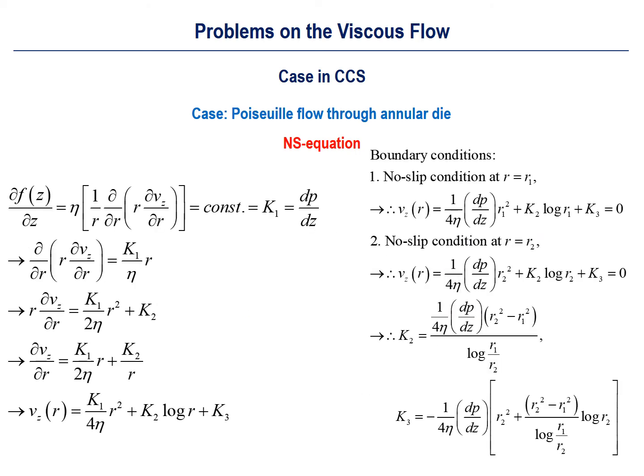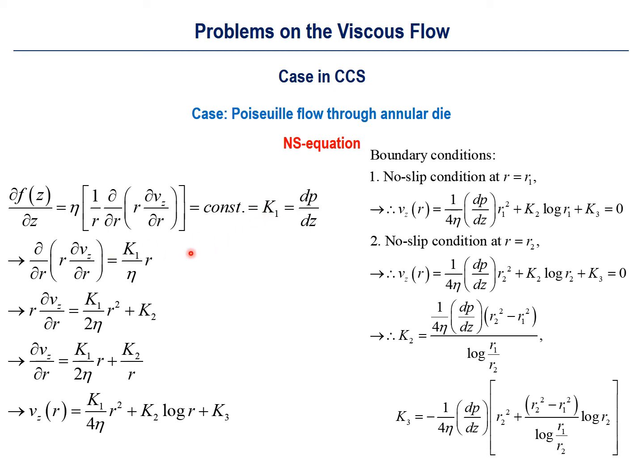And first, let's look at the Vz as a function of r using the constant K1 here, right? In the relationship introduced in the previous slide, we can say that ∂f/∂z is equal to K1, and ∂f/∂z is equal to dP/dz. So the unknown constant K1 is defined by the pressure gradient along the z direction. So we have found the value of K1.